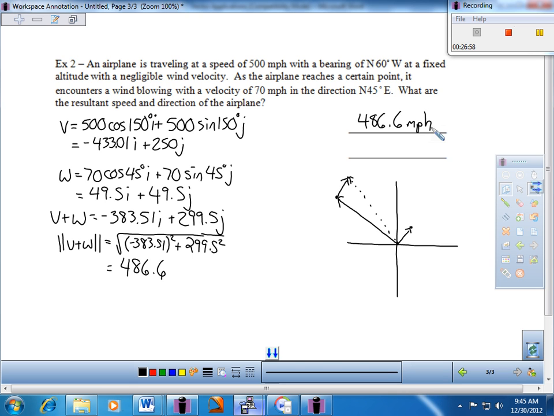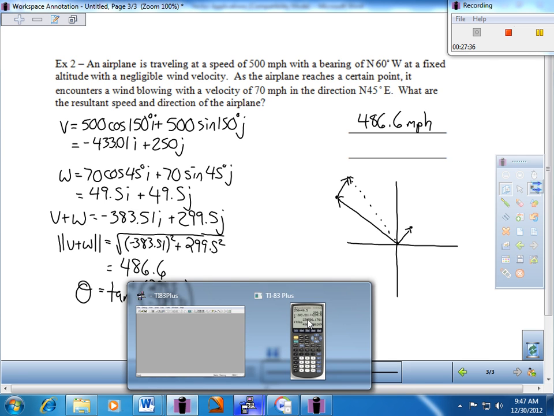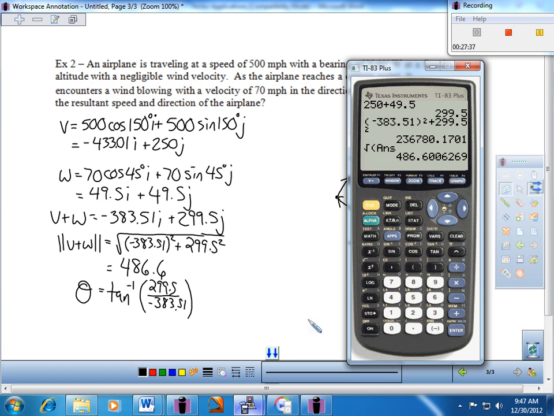Now here, I'm curious if you remember. It hasn't come up just yet. But let's see if you remember. So of course, I'm going to do an inverse tangent. I have the B and the A, the vertical and the horizontal. So I am going to do inverse tangent of 299.5 over negative 383.51. Okay, now I'm going to do it on the calculator. I know what's coming here. I'm curious if you can see ahead a little bit. Watch what happens when I do an inverse tangent on this, and tell me what went wrong, actually.